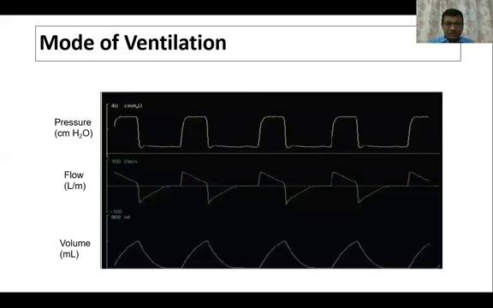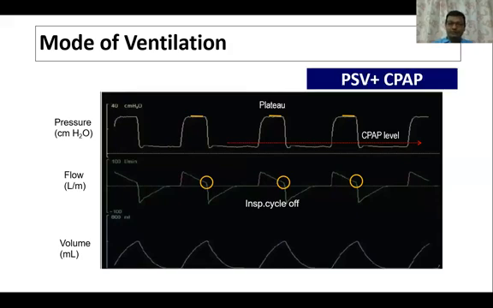Now let us look here. Again, two questions. Look at the pressure waveform. The pressure waveform is a square, so you have a set peak or a plateau. So by default, it's a pressure mode. Then look at the flow waveform. You can see there is an inspiratory cycle off or expiratory trigger sensitivity set. So this is a pressure support breath. You can look at the volume waveform; it appears as in a pressure mode. And then again, have a look at the pressure waveform. You have a set PEEP level. So this is pressure support ventilation plus CPAP.